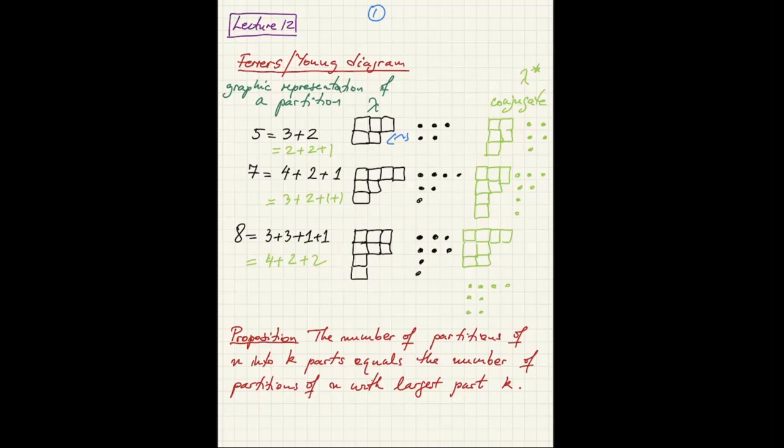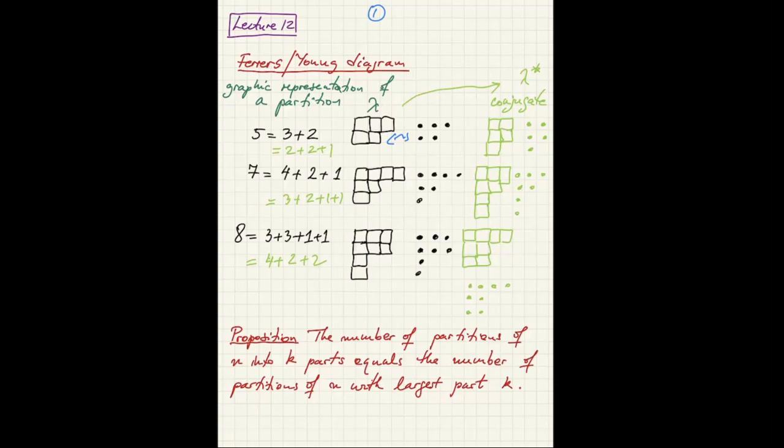Now, if we rotate each of these diagrams, we get another Young diagram of the same number, and this is called the conjugate. So if we call the diagram on the left lambda, then we can associate to it a conjugate, lambda star, and the rows of the diagram lambda become columns for lambda star, and vice versa.